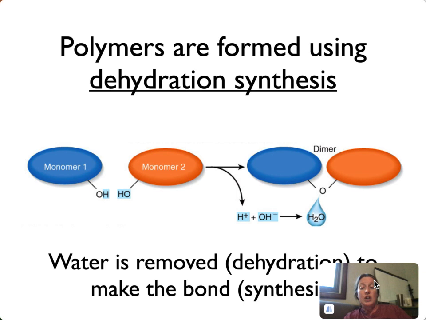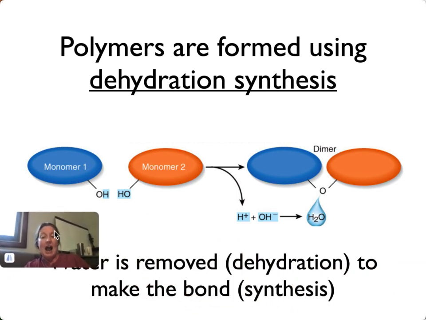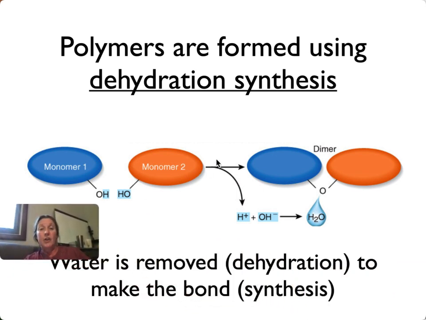All right, let's look specifically at how polymers are formed. This chemical reaction is called dehydration synthesis. Now, the word dehydration means to remove water. So if you dehydrate food to store it, you're taking the water out. And synthesis means to make or to build.